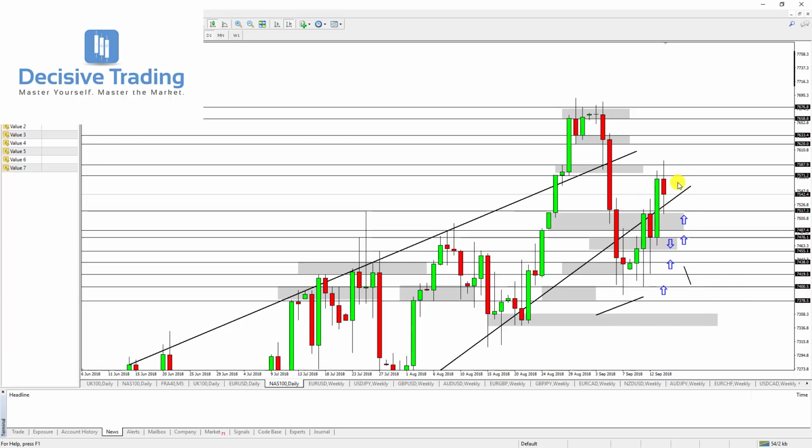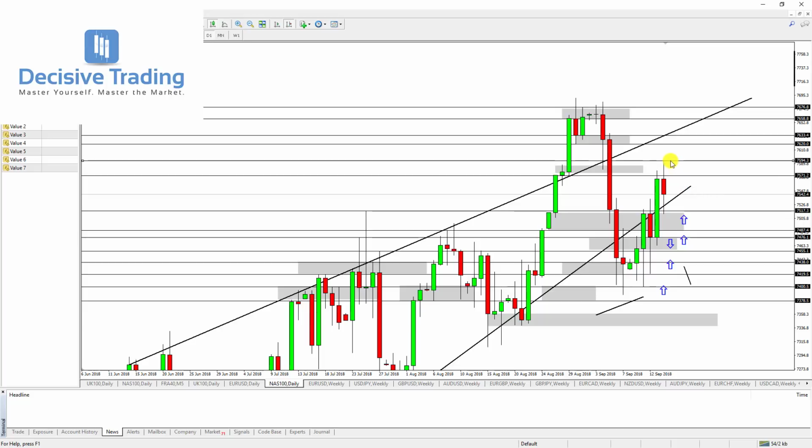Now for resistance, let's extend this first of all. For resistance, we have this 7,570 to 75. We're actually going to bring this up to take into account the spike up, around about 7,595. So basically 7,600, the round number. Yeah, we were looking at it last week. It's been used twice now. It is a level of resistance to watch.